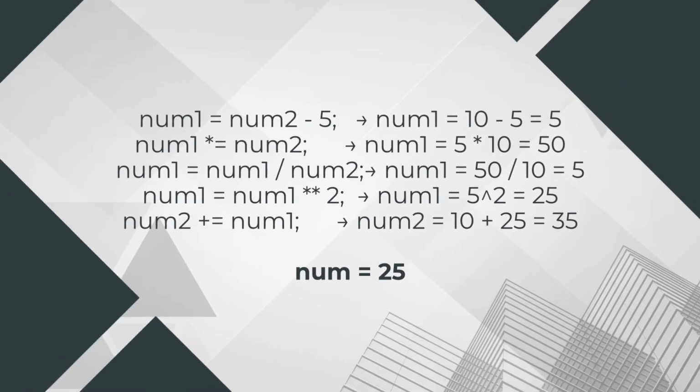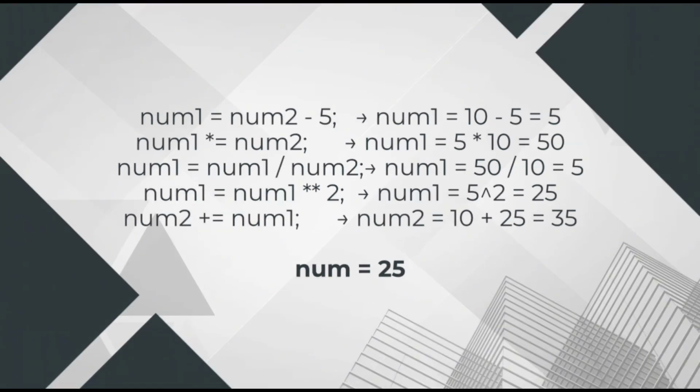Now, let's start with num 2 equal to 10. Then num 1 take the place of num 2 minus 5, and 10 minus 5 gives us 5. So num 1 take the place of 5. Next, num 1 take the place of num 1 times num 2. 5 times 10 is 50. So num 1 becomes 50. Then num 1 take the place of num 1 divided by num 2. And 50 divided by 10 is 5. So num 1 is now 5.